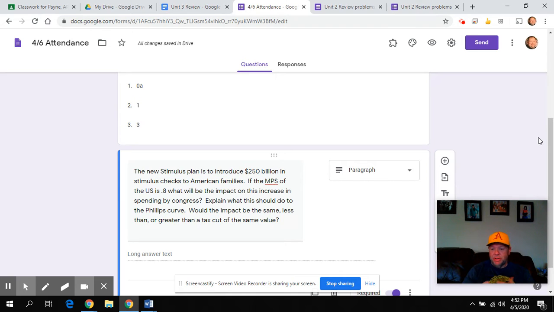So this is all Unit 3 stuff. Unit 3 is aggregate supply and demand, the spending multiplier, fiscal policy, and the Phillips curve. Unit 4 is money, banking, monetary policy, the Federal Reserve. So this is all fiscal policy things. So this is the multipliers. You'll need to refresh yourself on the multipliers.